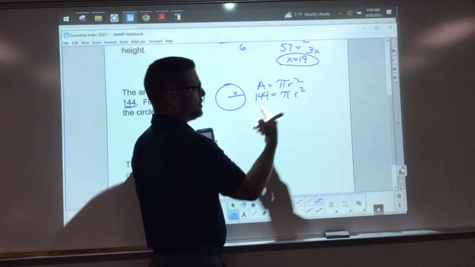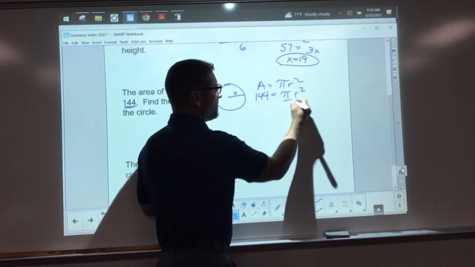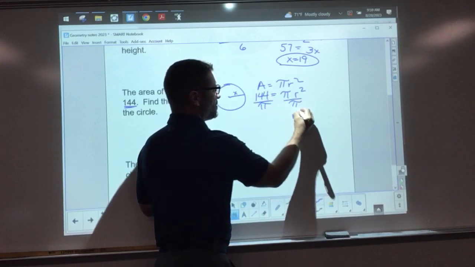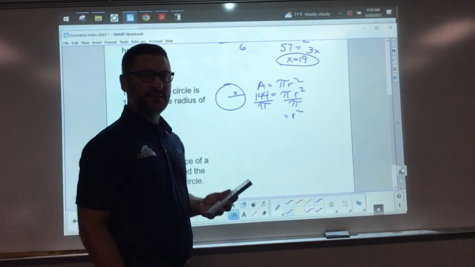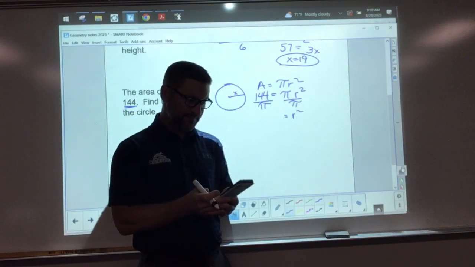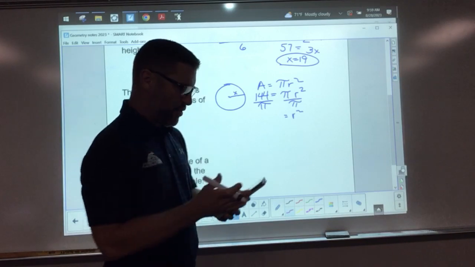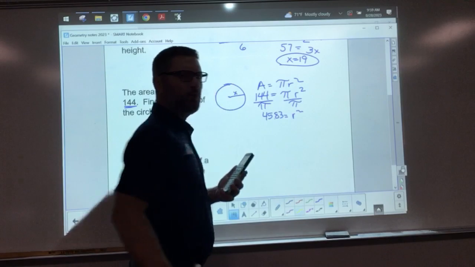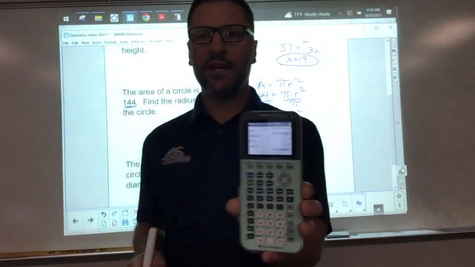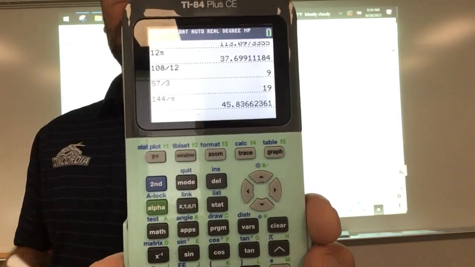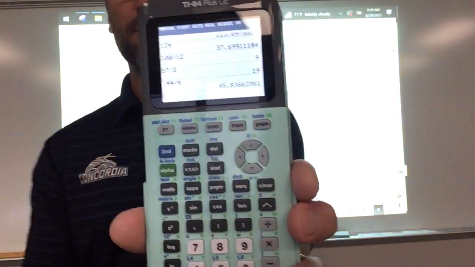To get the r by itself, I'm going to divide by pi. And I got r squared is equal to 144 divided by pi, which is 45.83. And I hope at this point you're not hitting clear on these calculators. I got that big long decimal there, and I want to use that decimal in the next problem.